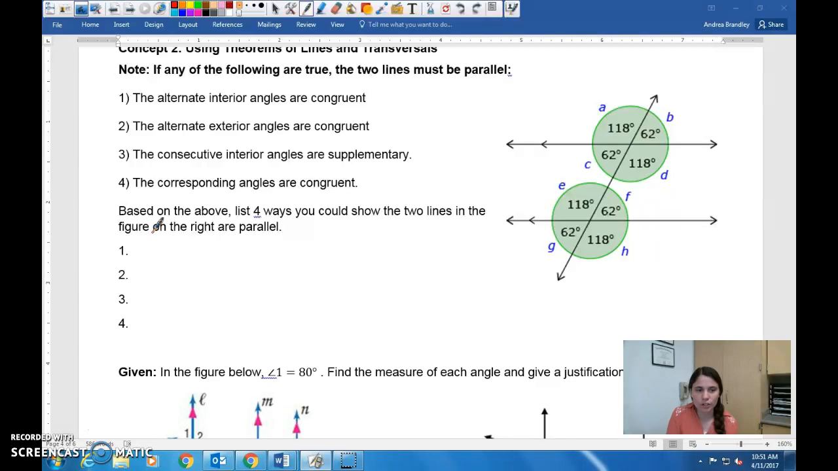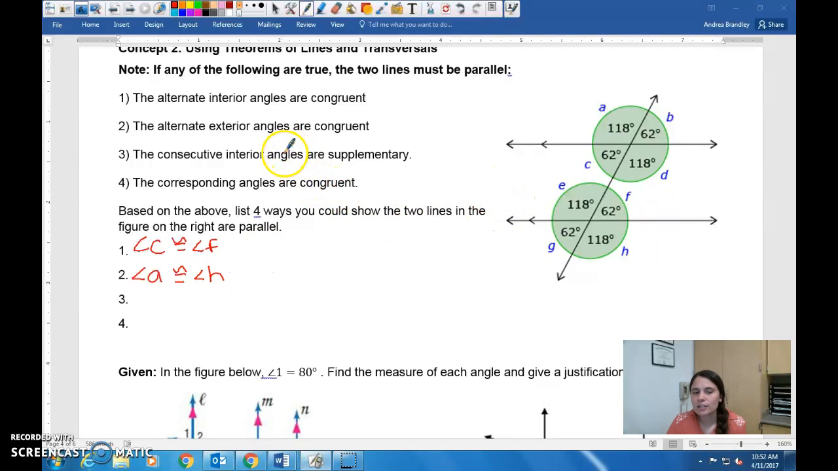If alternate interior angles are congruent, then they're parallel. So I need to find two alternate interior angles in my figure, and there's a couple of options. I'll just go with angles C and F. So if angle C is congruent to angle F, then these two lines have to be parallel. And in this case, they are 62 degrees and 62 degrees. Because if the alternate interior angles are congruent, the two lines have to be parallel. The same idea with number two, we're going to use alternate exterior angles this time. So let's look at, say, A and H, or alternate exterior angles. So if angle A is congruent to angle H, these two lines have to be parallel.